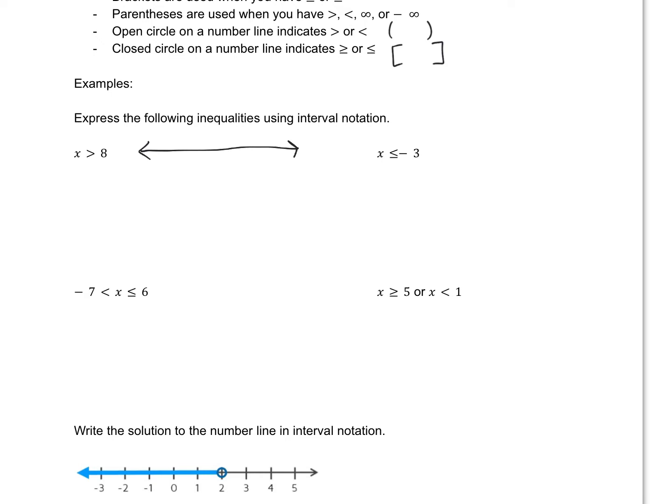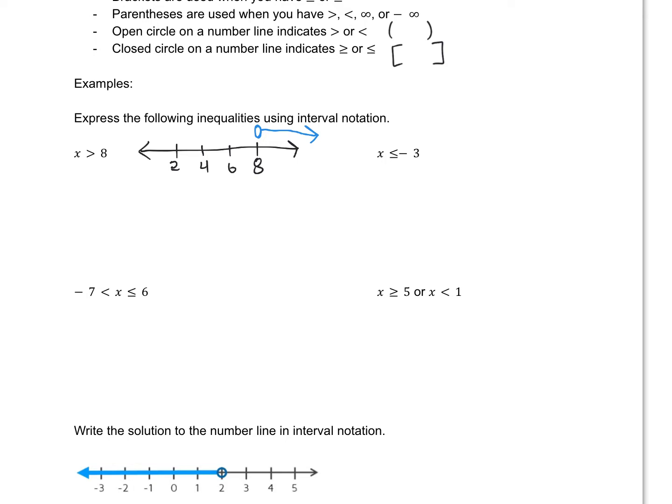So my first inequality is that x is greater than 8. So let's go ahead and put 2, 4, 6, 8 on our number line. If I'm looking at everything greater than 8, strictly greater than indicates an open circle. And remember that the inequality points to the direction that you're going to shade. So greater than is everything to the right.